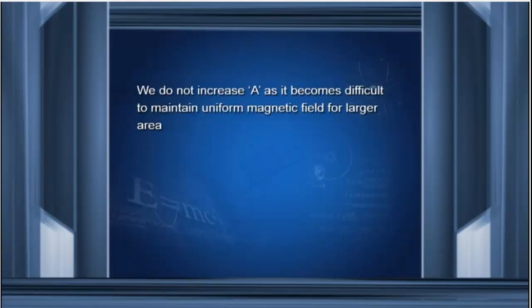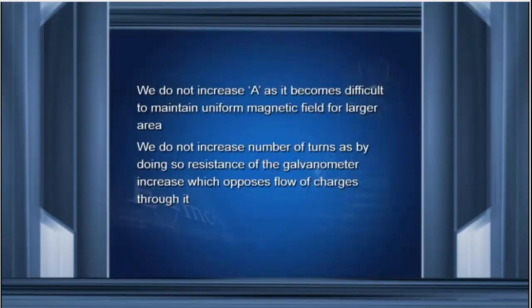We do not increase the area of the coil in order to increase the sensitivity. The reason behind it is that it becomes difficult to maintain a uniform magnetic field for a larger area. We do not increase the number of turns either, as by doing so the resistance of the galvanometer increases, which opposes the flow of charges through it.